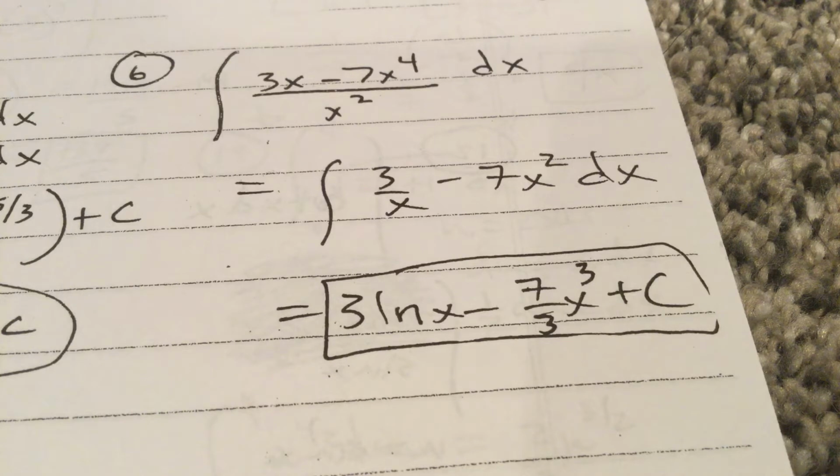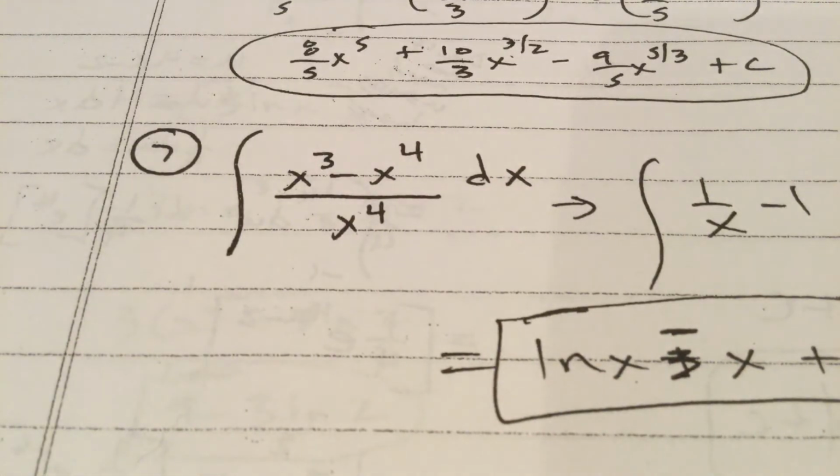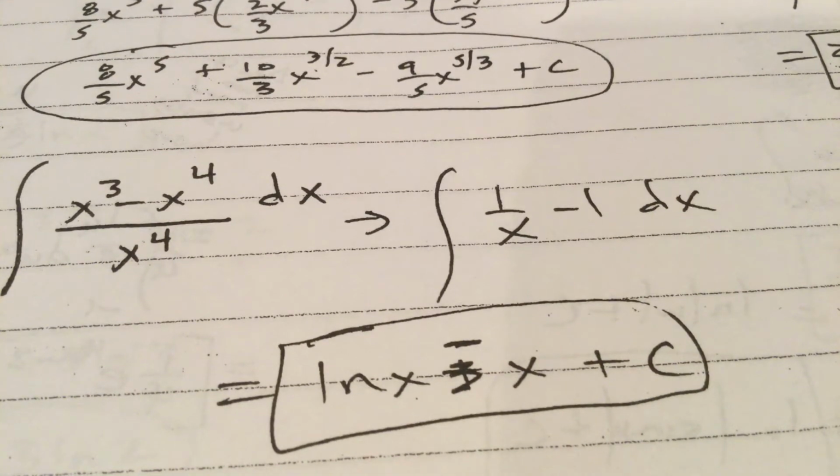Divide everything by the power of 2, like 2x squared. All right. That is 3 over x minus 7x squared. That is 3 times 1 over x. Antiderivative of 1 over x is natural log x, minus 1 power up divided by the new power, plus c. And again, on 7, divide everything by x to the 4th. That would be 1 over x minus 1. That is natural log of x minus x plus c as the antiderivative.